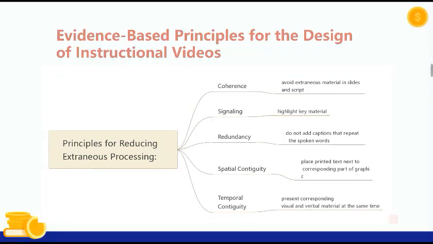It avoids extraneous materials in slides and script. And the next one is the Signaling Principle. It highlights key material. The next is the Redundancy Principle. It doesn't add captions that repeat the spoken words. And the next one is the Spatial Contiguity Principle. It places printed text next to the corresponding part of the graphic. The last one is the Temporal Contiguity Principle. It presents corresponding visual and verbal material at the same time.